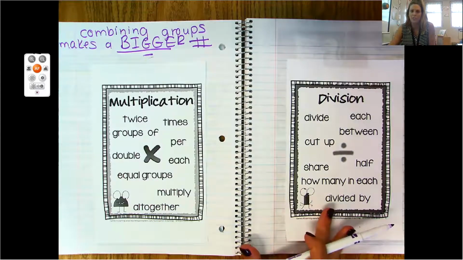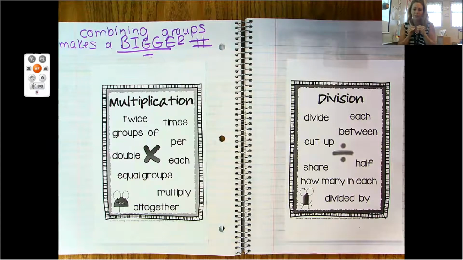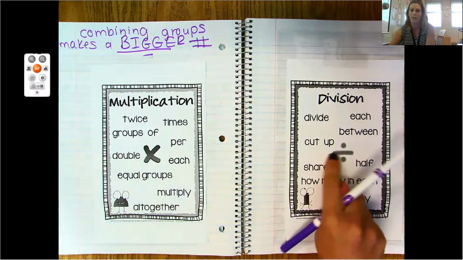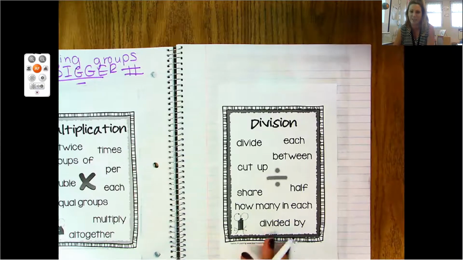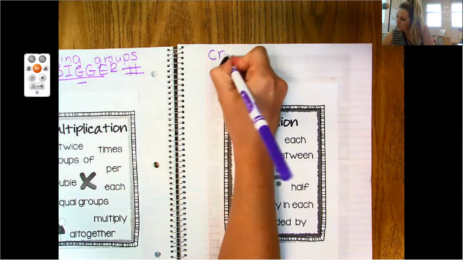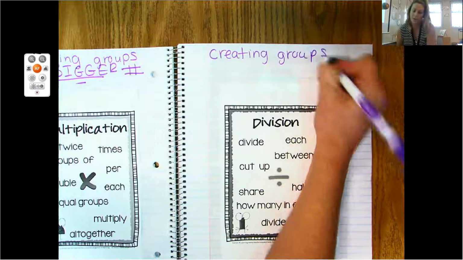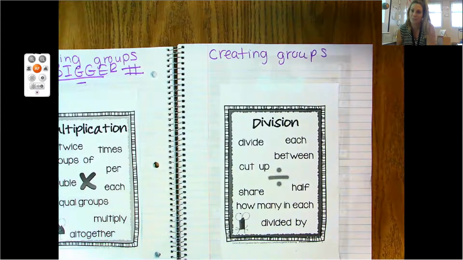So now let's switch gears. Division. We know division is the opposite of multiplication. So we're not putting groups together. What are we doing? We're starting with a big number and we're creating groups. We're dividing or splitting it up. We're cutting it up, right? So we are creating groups. We're starting with the big number and then we're making each number or each group what? Smaller, right? So creating groups makes a smaller number.